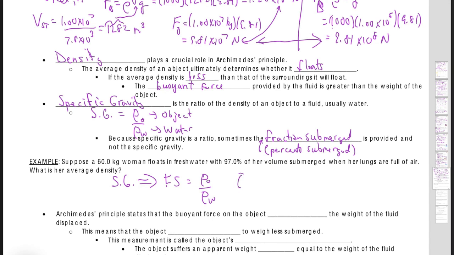So the density of the object is going to be the fraction submerged times the density of water. The fraction submerged would be 0.970, and we're going to multiply that by 1,000, and she would have an average density of 970 kilograms per cubic meter. Again, we know her density has to be less than water because it tells us that she floats.